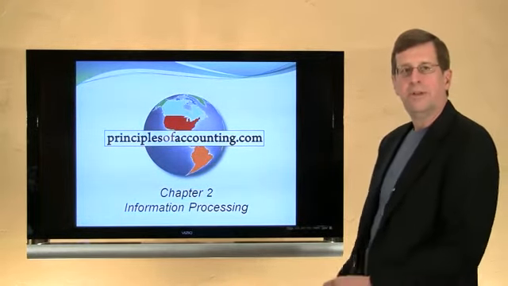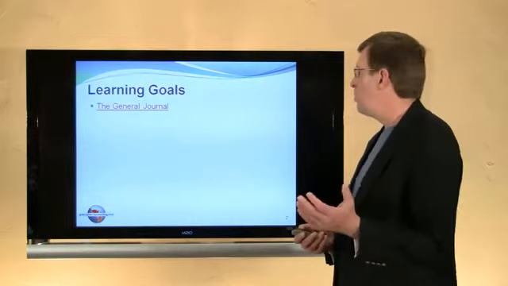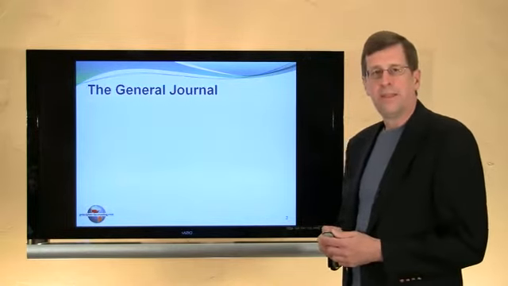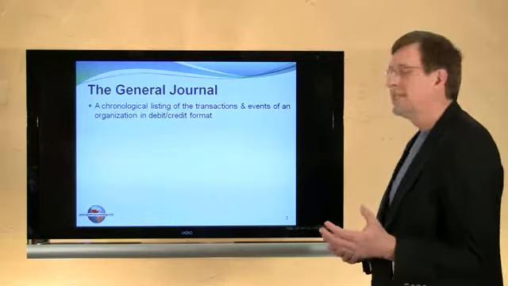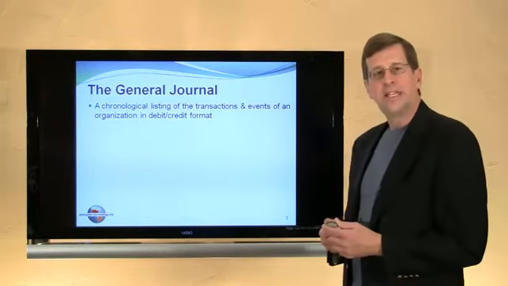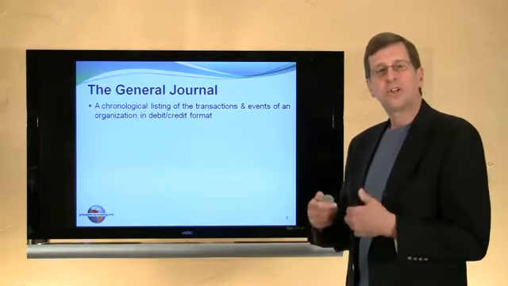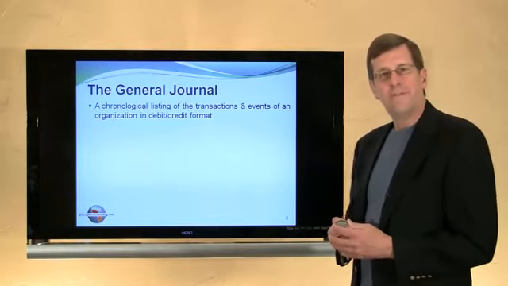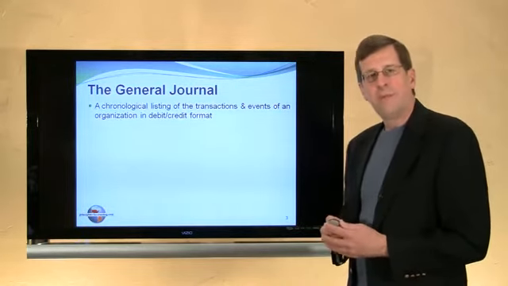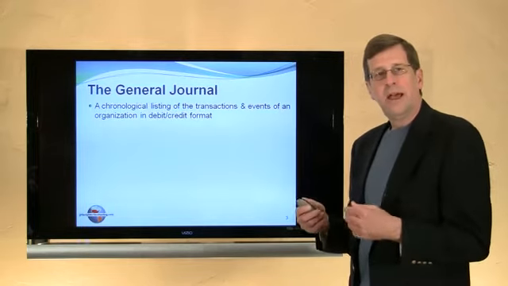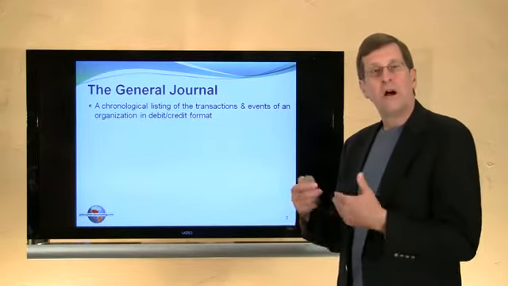principlesofaccounting.com, Chapter 2. In this particular module, we will be looking at the General Journal. The General Journal is a chronological listing of transactions and events for a particular organization described in their debit-credit form. You probably are already familiar with the idea of a journal. A journal represents a log of activity.